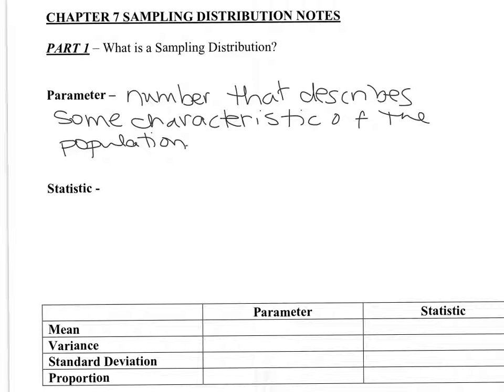And then remember that we use Greek symbols to represent these. Usually, the parameter is not known, and so we use the statistic to estimate the parameter. So a statistic is a number that describes some characteristic of a sample.